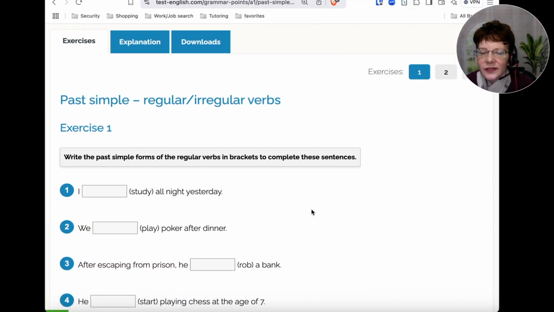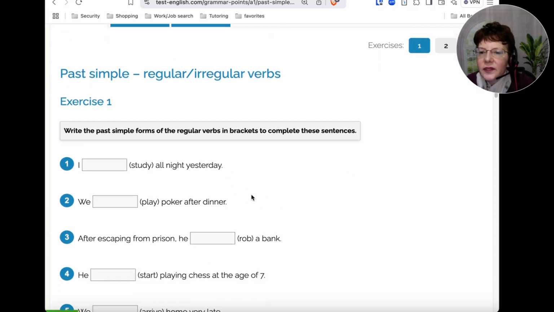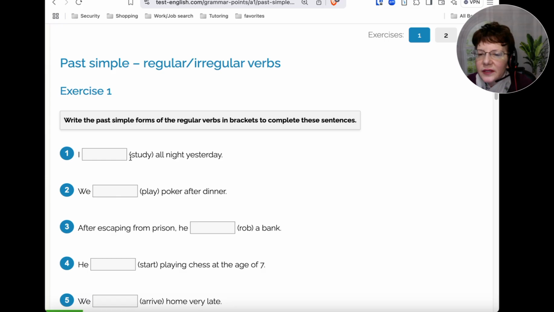All right, so for exercise 1 here, we're going to write the past form of the verbs in parentheses. So we have I study all night yesterday. So what would that be? Ends in a Y. So we have stud. Okay, so we're changing this to an I and adding ed, right?